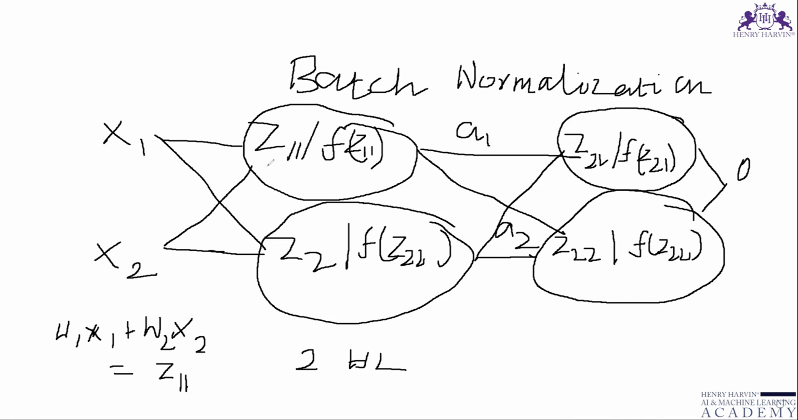After that, the Z1 value is sent as input to the activation function. The activation function output we get over here is A1, and similarly here A2 is the activation output. Now these A1, A2 will be the inputs to the next hidden layer. So this is how it repeats until the last layer. So this is clear, right?